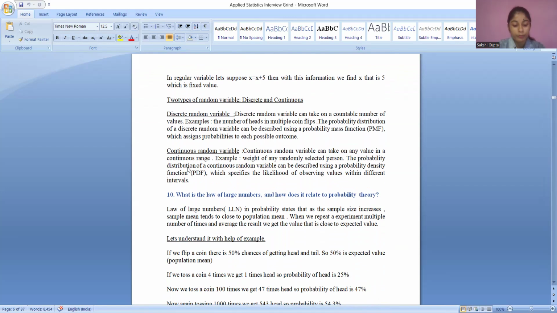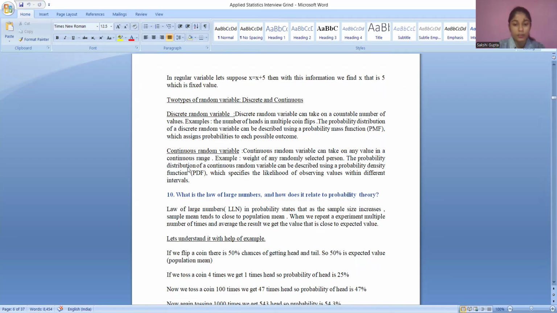There are two types of random variable, discrete and continuous. A discrete random variable can take on a countable number of values. Example, the number of heads in multiple coin flips. The probability distribution of a discrete random variable can be described using a probability mass function, which assigns probability to each possible outcome.